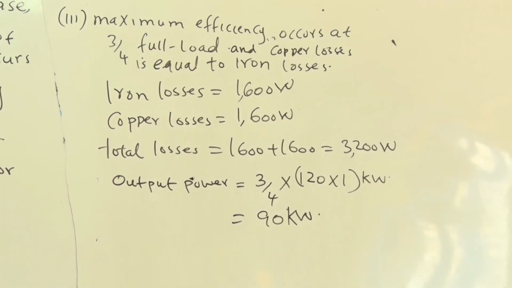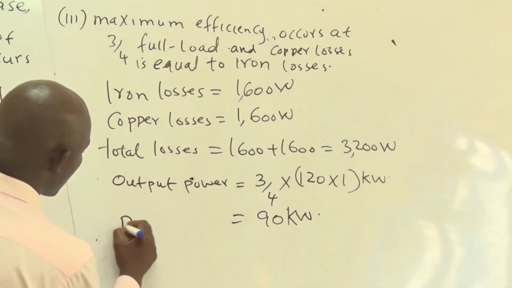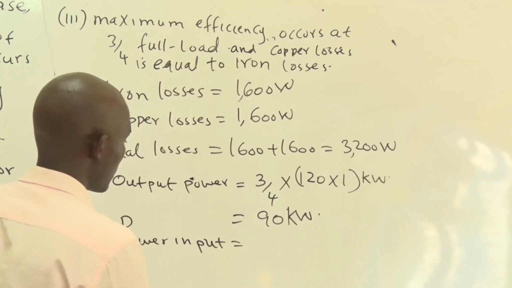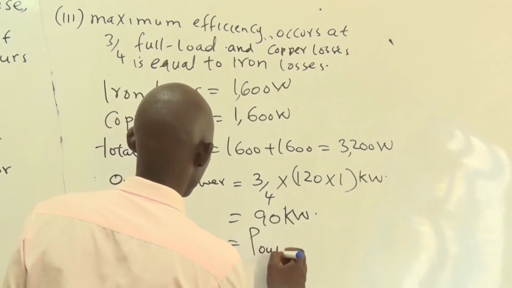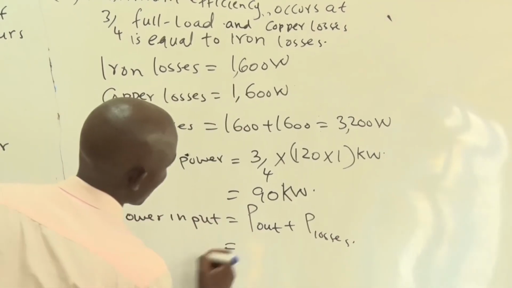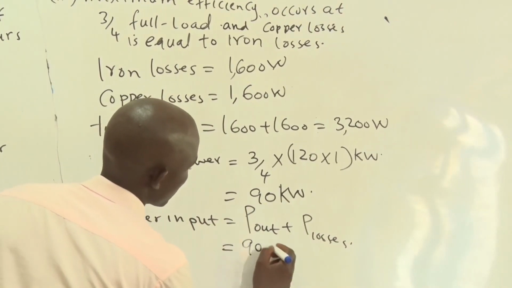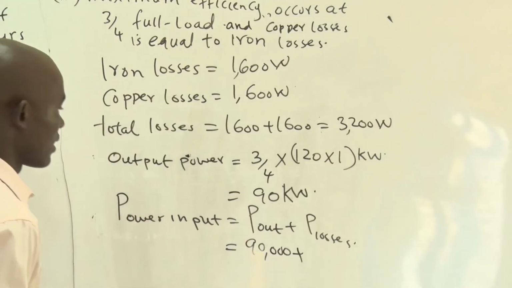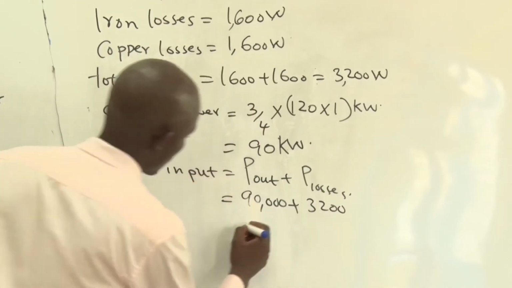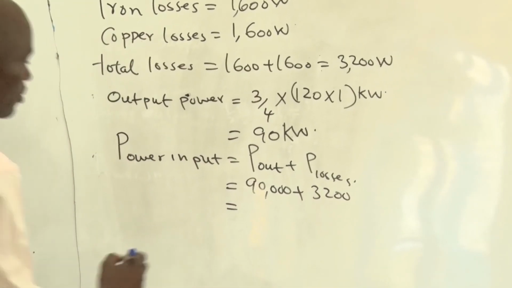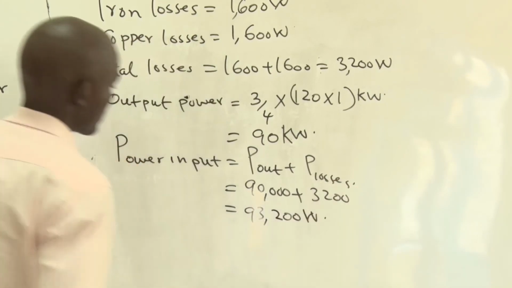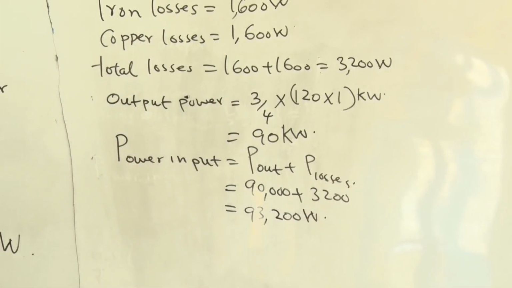We need now to determine the input power. Power input is given by P out plus P losses. Remember, our P out is 90,000 plus our P losses. The losses are 3200. So if you sum up the two, you will get 93,200 watts. That is the total power input.